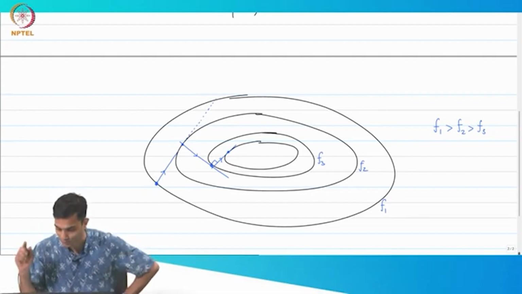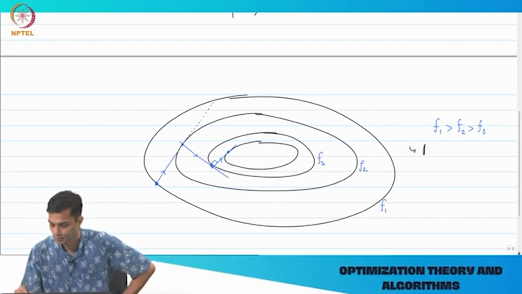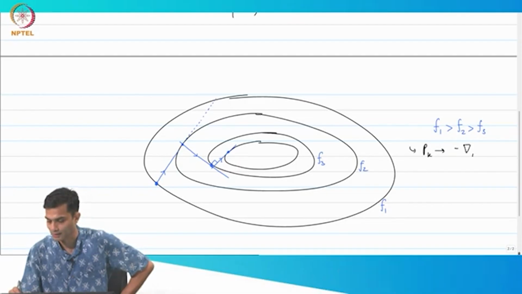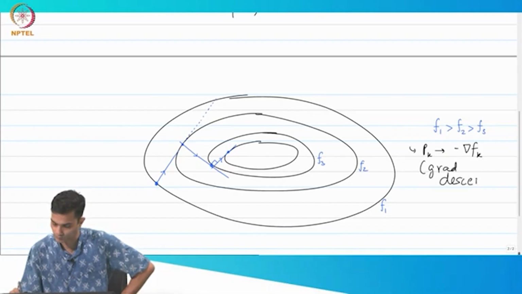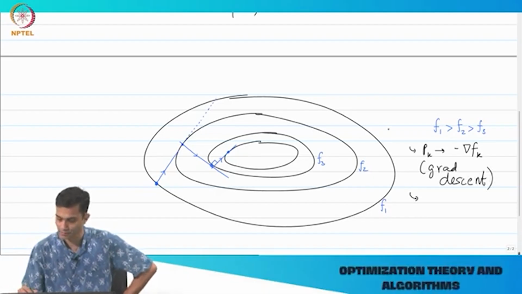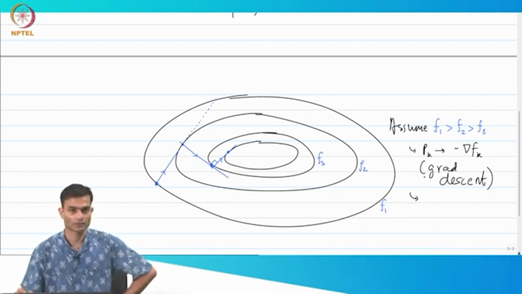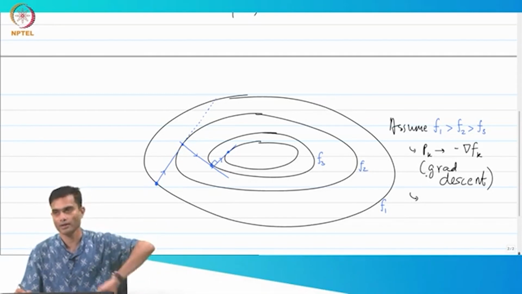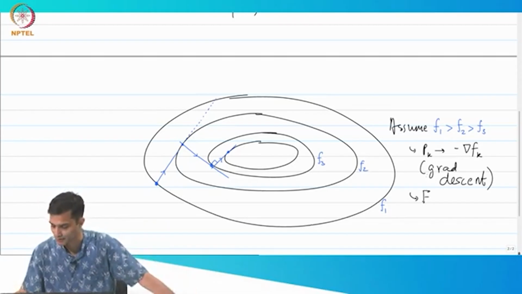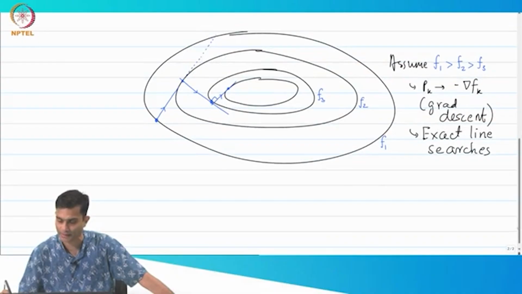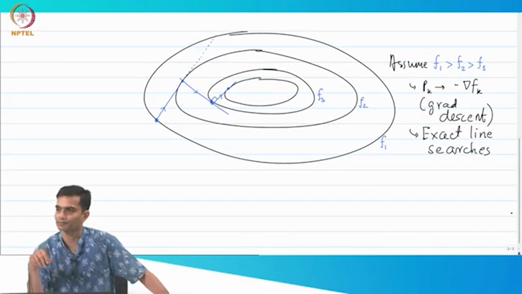So what are the two assumptions that I made? One is pk, which is our descent direction, is the minus grad f_k at each step. So that is gradient descent. The second assumption, exact line search. So I always pick the correct alpha and arrive at my next point, right. Why am I making the second assumption? Just to simplify my life. Okay.